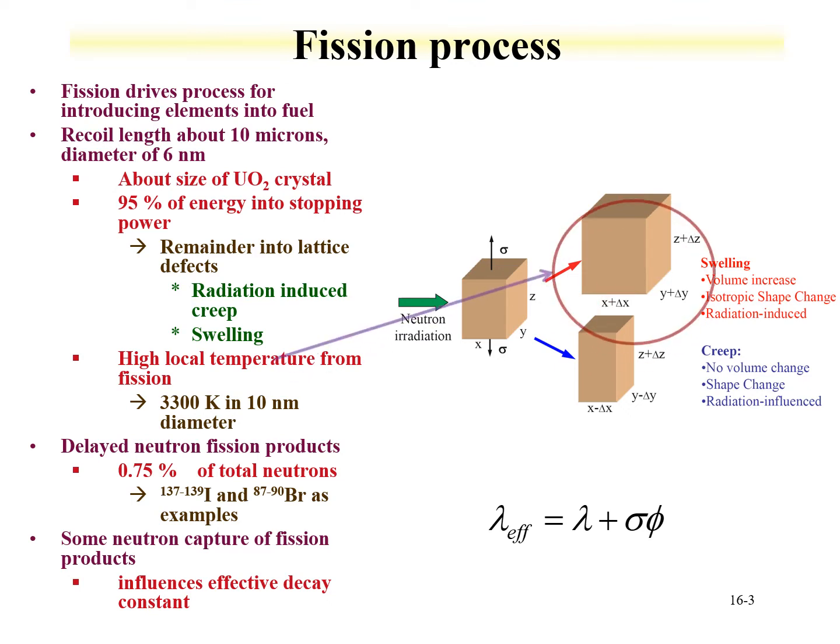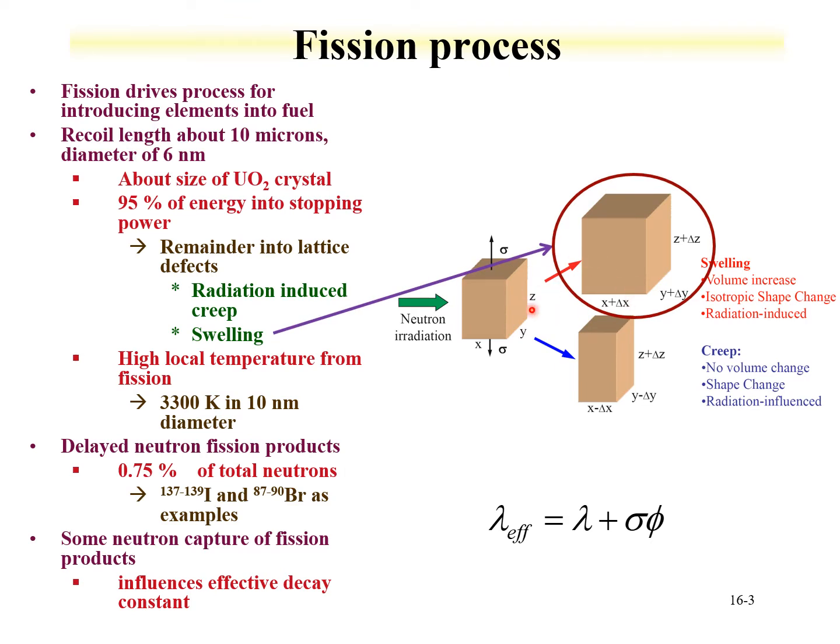Another effect is swelling. This is a volume increase. So a cube here would just increase in size. This could be due to the fact that within the lattices, you would have defects that would increase their size and swell the material. Another process that occurs in fission is relatively local high temperature. The temperature at the coolant-cladding interface can be on the order of hundreds of degrees, where the local temperature of fission can be on the order of 3,000 degrees.